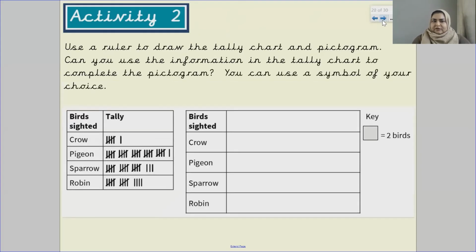Now, if you are doing activity 2, it says use a ruler to draw the tally chart and pictogram. Can you use the information in the tally chart to complete the pictogram? So exactly the way I showed on activity 1, you draw your pictogram and tally chart box and split it, and then you represent the information in the pictogram. Then you can use a symbol of your choice. So you can use a symbol that you like. It doesn't have to be a square. It's up to you.